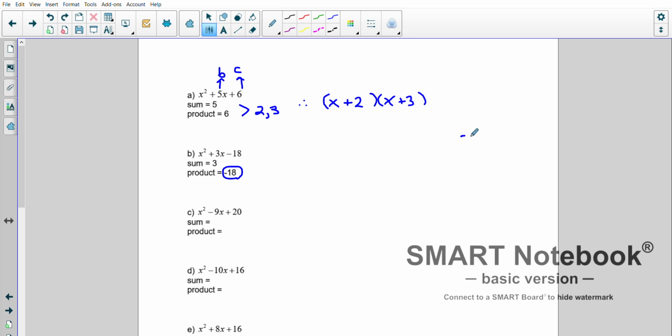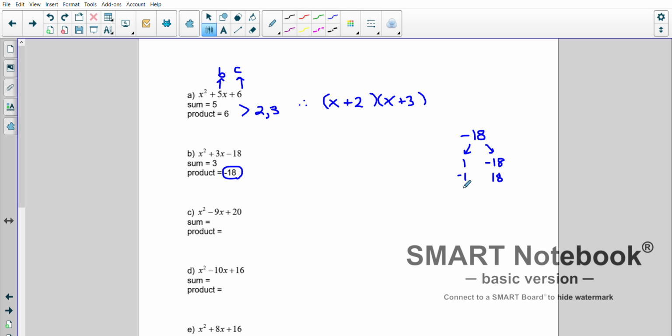Just say I've thought through a bunch of stuff and can't figure it out. So what I do is I start with 1. 1 times what equals negative 18? Well, 1 times negative 18. Then I check: does that add up to my sum of 3? No. Well, what about negative 1 and positive 18? That multiplies to negative 18. Does that add up to 3? No. So then I move on to the next number, 2.